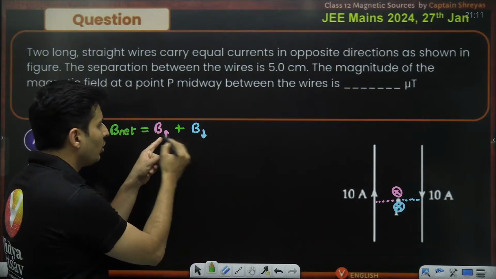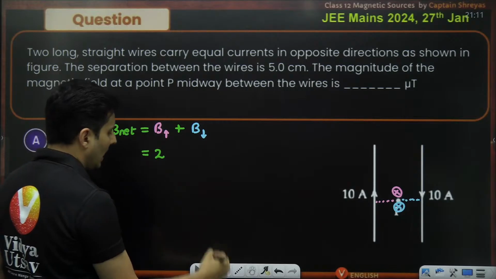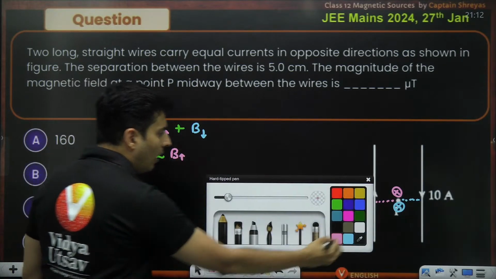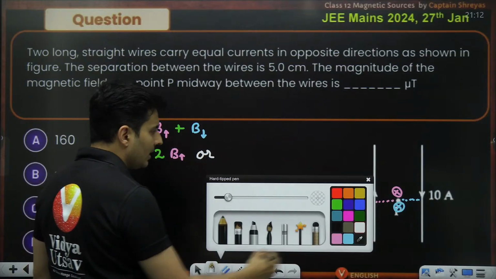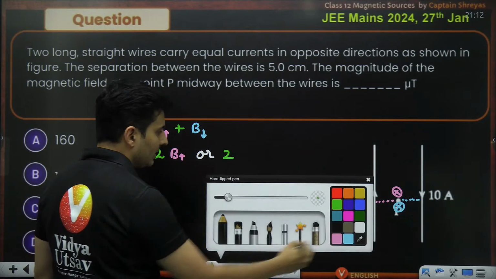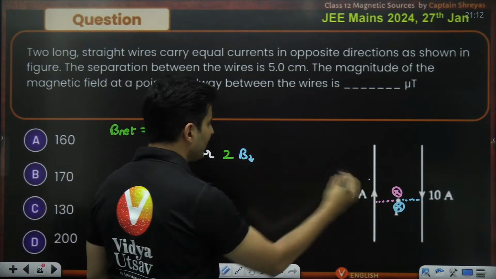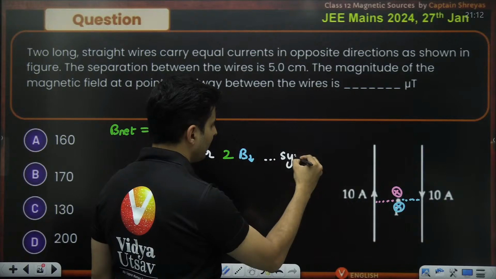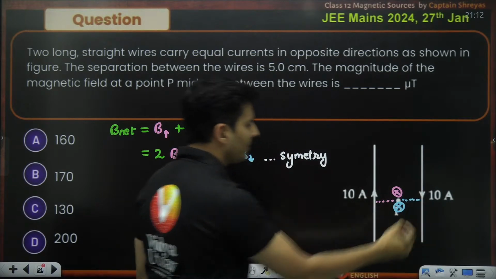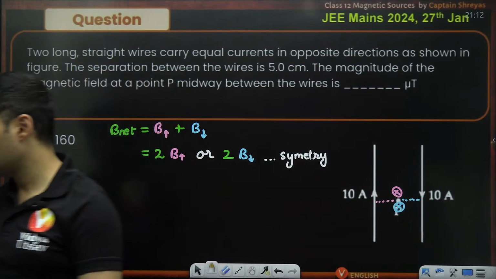But since both of them are equal in magnitude, I can definitely say this is 2 times the magnetic field due to this wire. How am I able to say this? Because of symmetry. Same distance, same current. Even if the distance or currents were different, I could not say this.